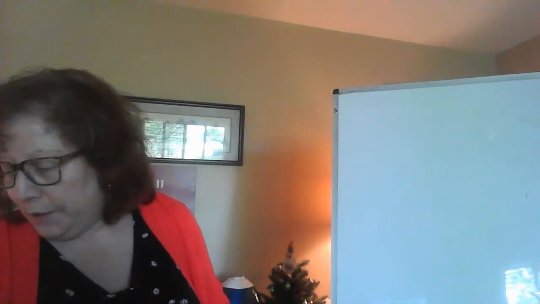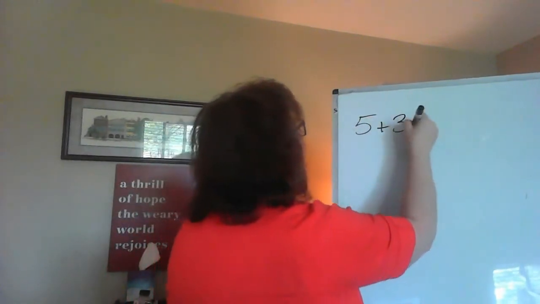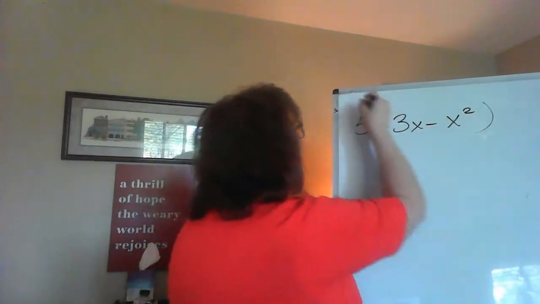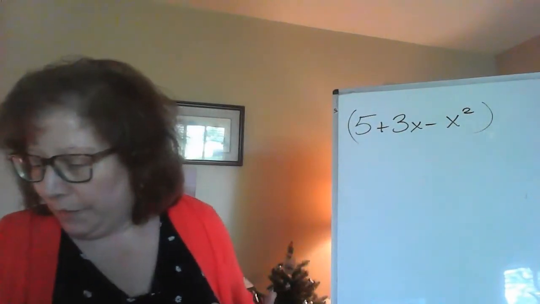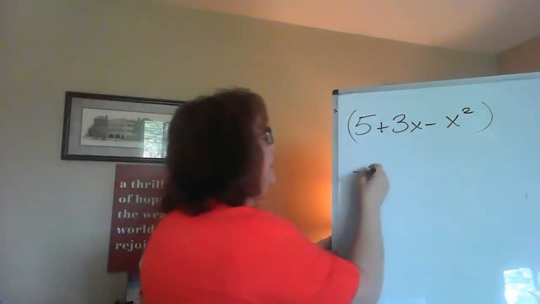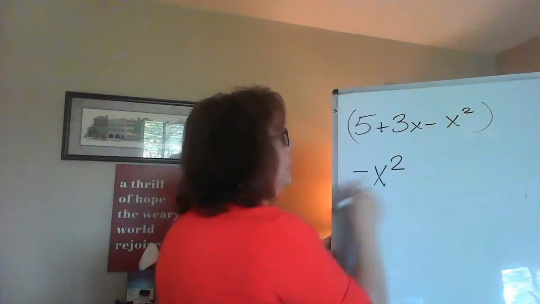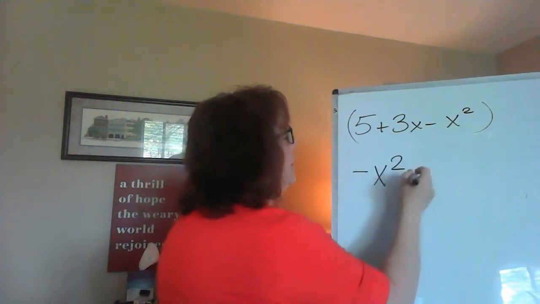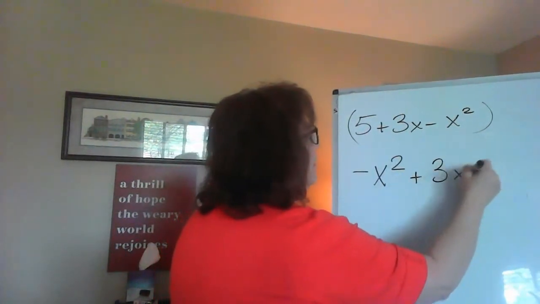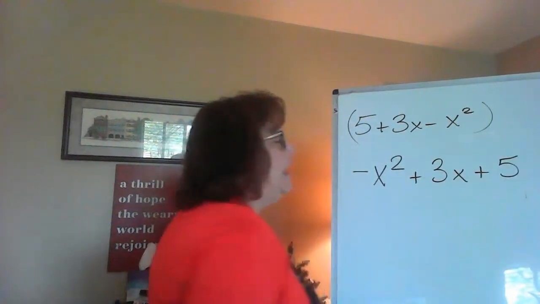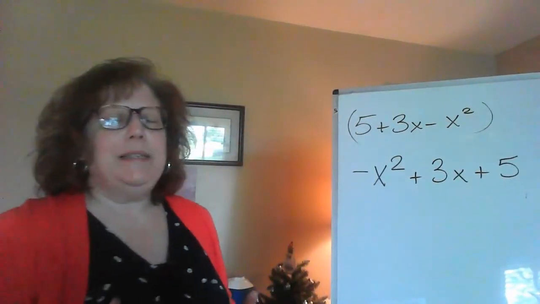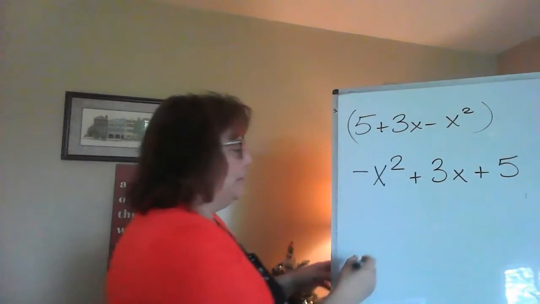So what I'm going to do is I'm going to put them in order. So the 5 plus 3x minus x squared. I'm going to put that in order. Remember, I told you you need to put it in order. So I'm going to put the negative x squared right there, plus the 3x, plus the 5. And what I'm going to do is I'm going to stack it as if I were doing a multiplication problem.